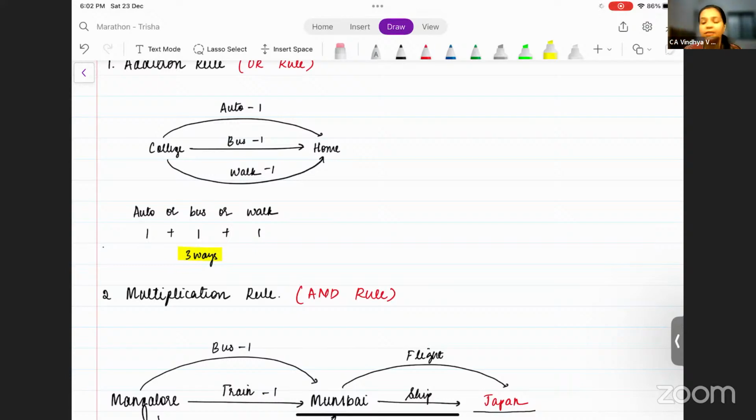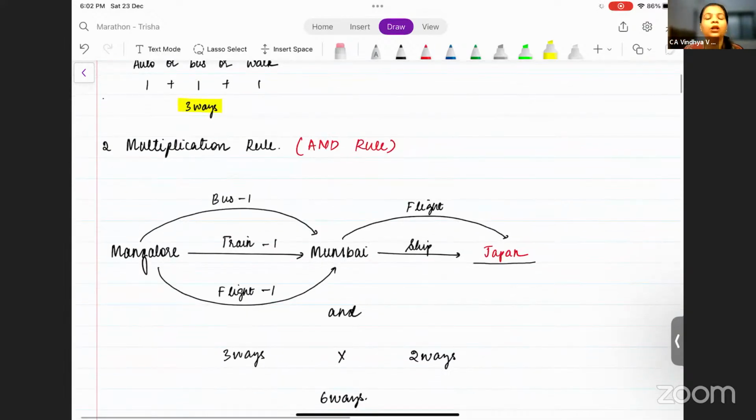Okay. The next one is the multiplication rule. Now, multiplication rule is also called the AND rule. Now, let's say you're traveling to any destination, your dream destination. I'll consider the example as Japan over here. Now, let us consider that to go to Japan, you have to go via Mumbai. Now, you are in Mangalore. I am in Mangalore right now, okay? Wherever you are. So, let's say to go to Japan, you have to go via Mumbai.